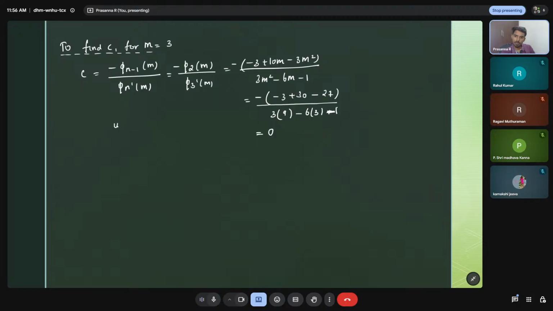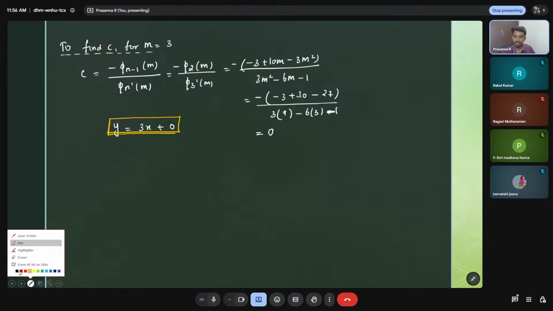So your second oblique asymptote is y is equal to mx plus c. So this is your second oblique asymptote to this curve, right? This is a line, right? This line will be an asymptote to the curve.